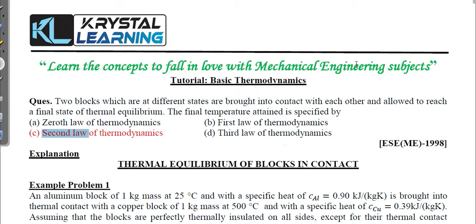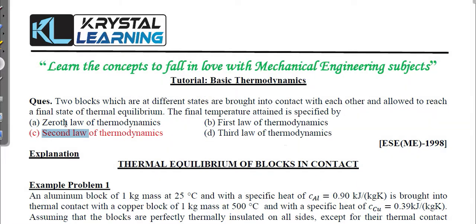Two blocks which are at different states, just note down each and every point. It says different states, meaning the temperatures will be different. They are brought in contact with each other and allowed to reach a final state of thermal equilibrium. Next important point, thermal equilibrium. Then it says the final temperature attained is specified by what? What will be the final temperature you have to get?